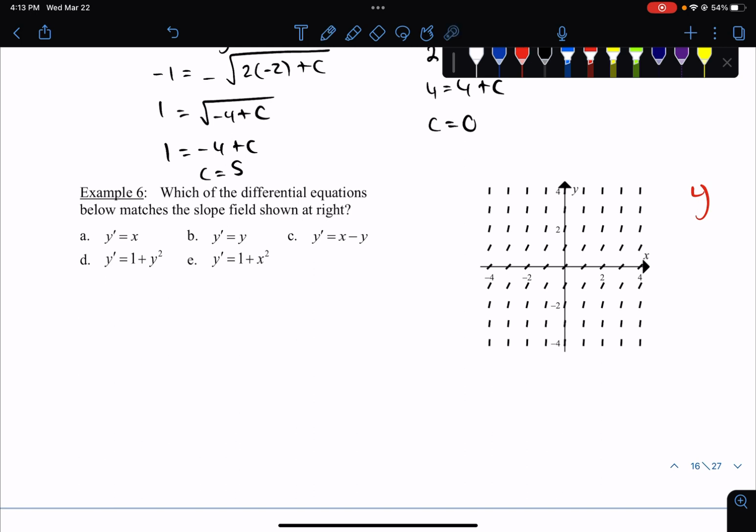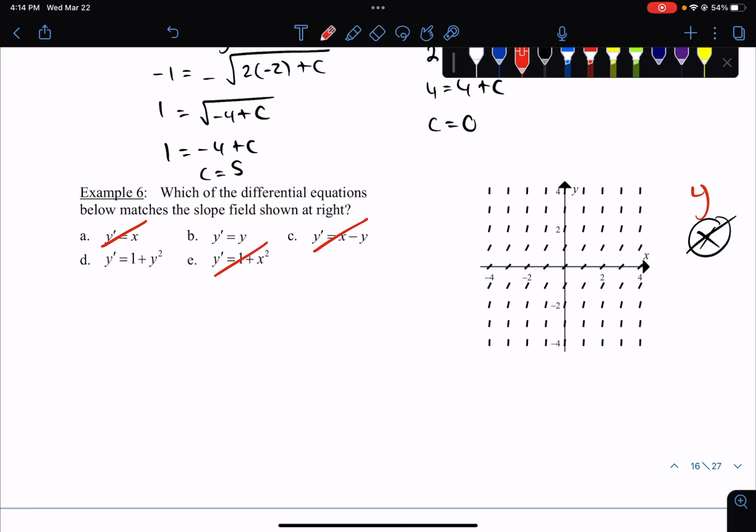As I move to the left and the right, my slope stays the same the entire time, which tells me that there is not an x in the function. So when I look at this list of options, that's not an option, that's not an option. I can eliminate 3 of them just because I can look at the graph and tell that the x doesn't change my slope. So now I'm left to picking between these 2.